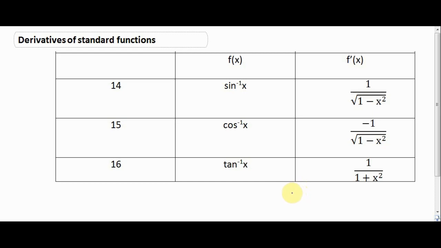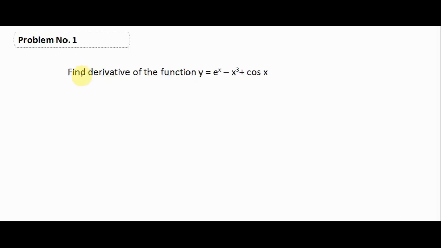Let's go to problem number 1. Find derivative of the function y equal to e raised to x minus x cube plus cos x. So we are asked to calculate derivative of the function y equal to e raised to x minus x cube plus cos x. So a simple problem. Let's find out the derivative.